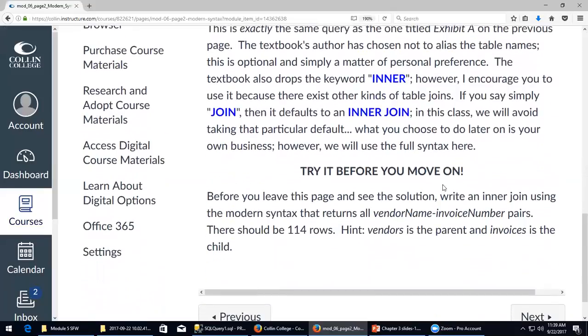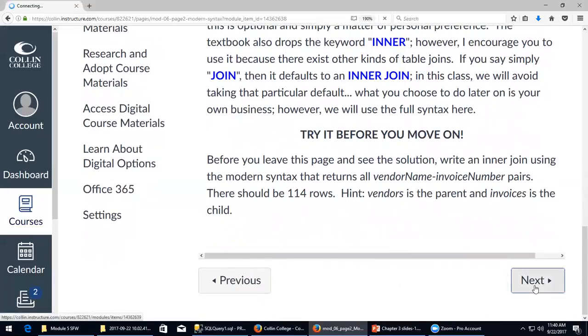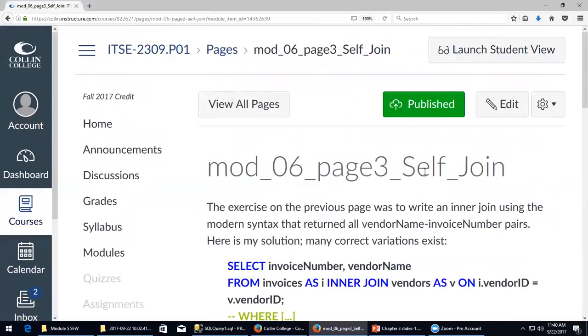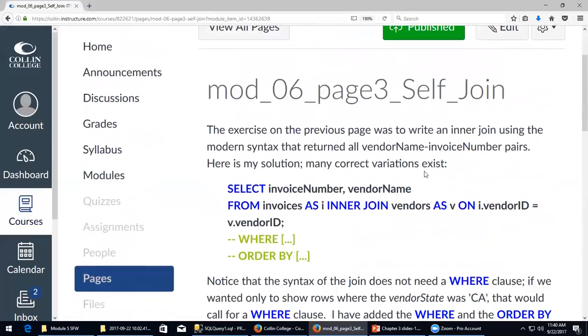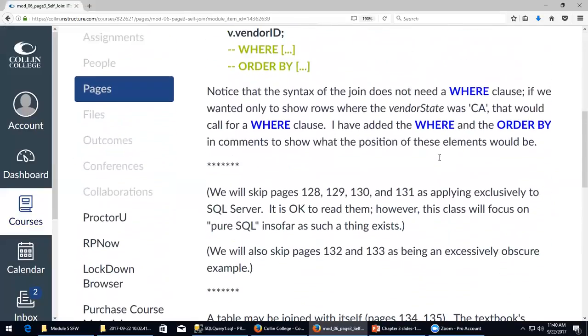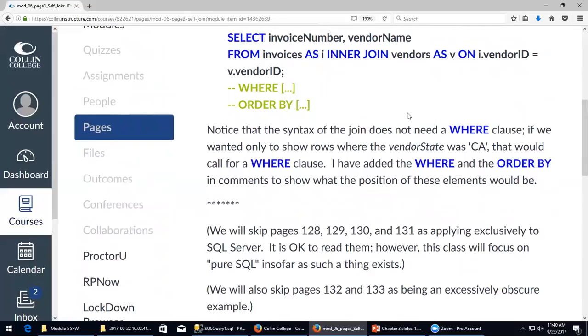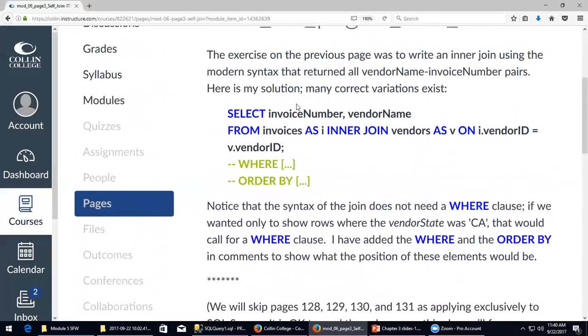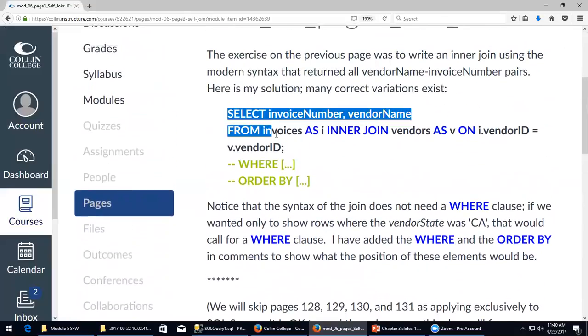Try it. So this one, I want you to do the same thing. I want you to write the same query using the full syntax. And I give that to you. Here is the join.